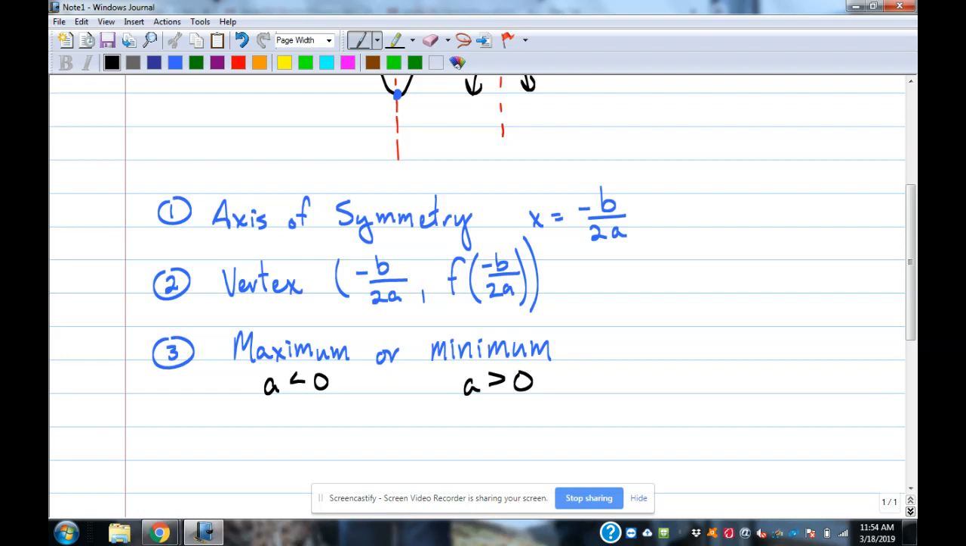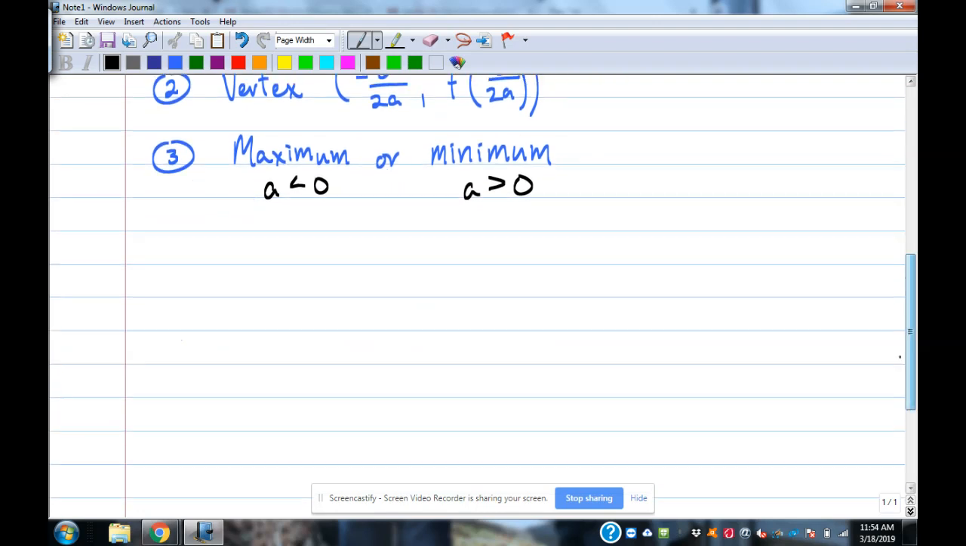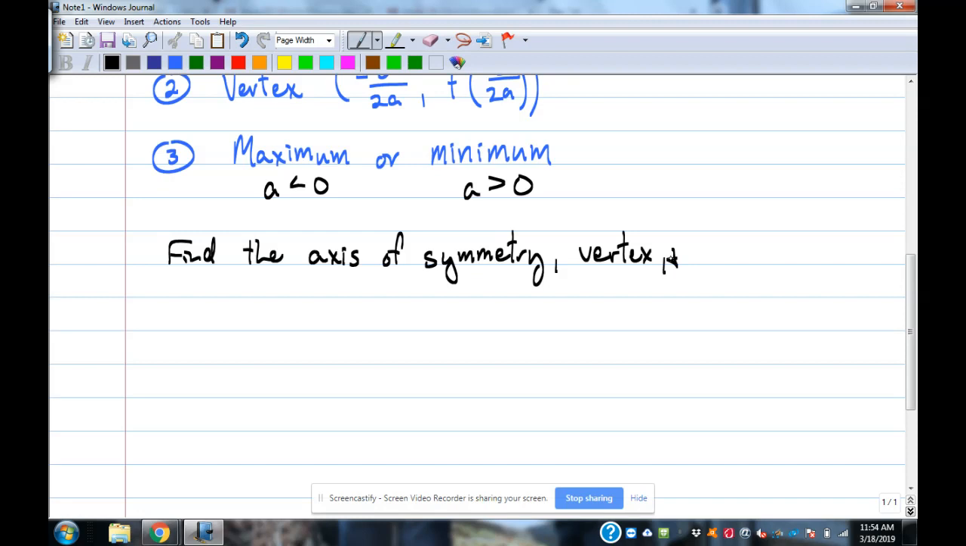So these are the three things that we're going to find today, and we're going to add to these as the week goes. These are the first three things that you need to find to get the graph of a quadratic. Let's look at an example. Find the axis of symmetry, vertex, and max or min; we'll abbreviate those as max, min.